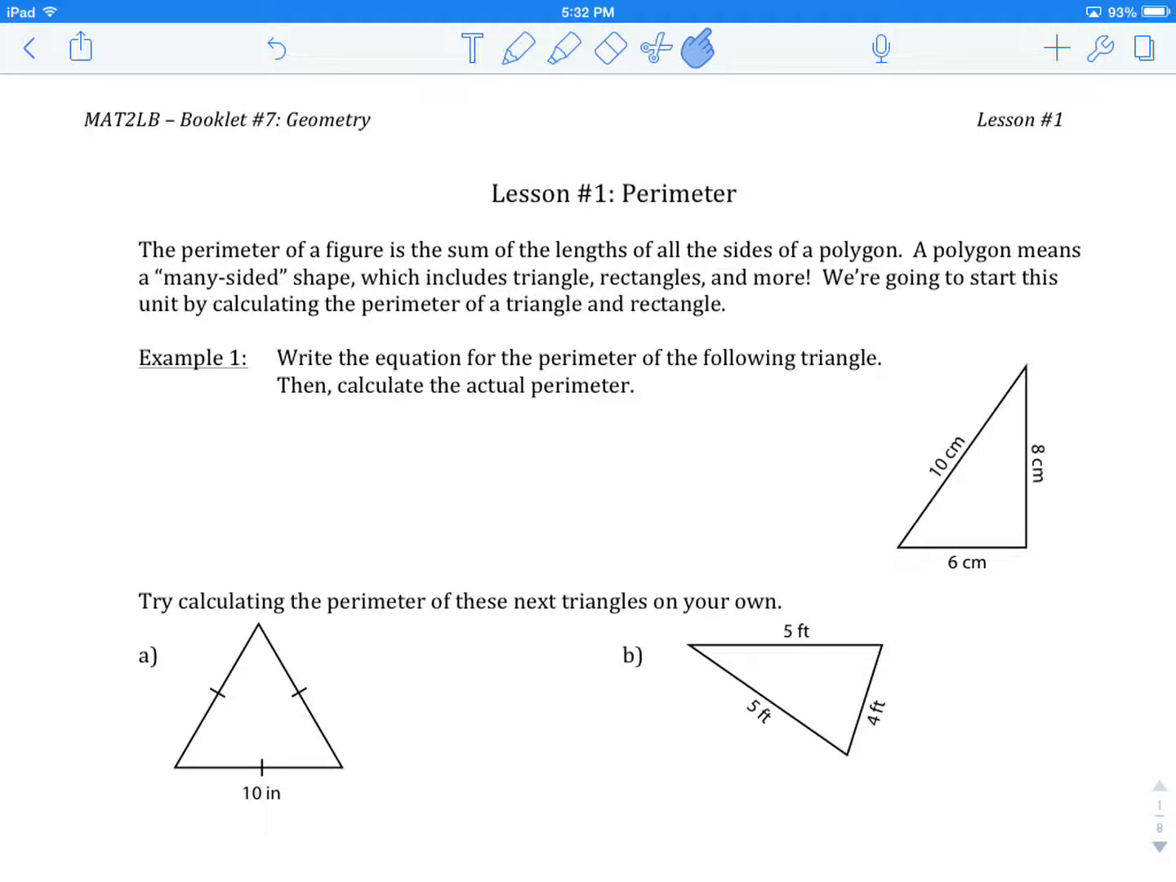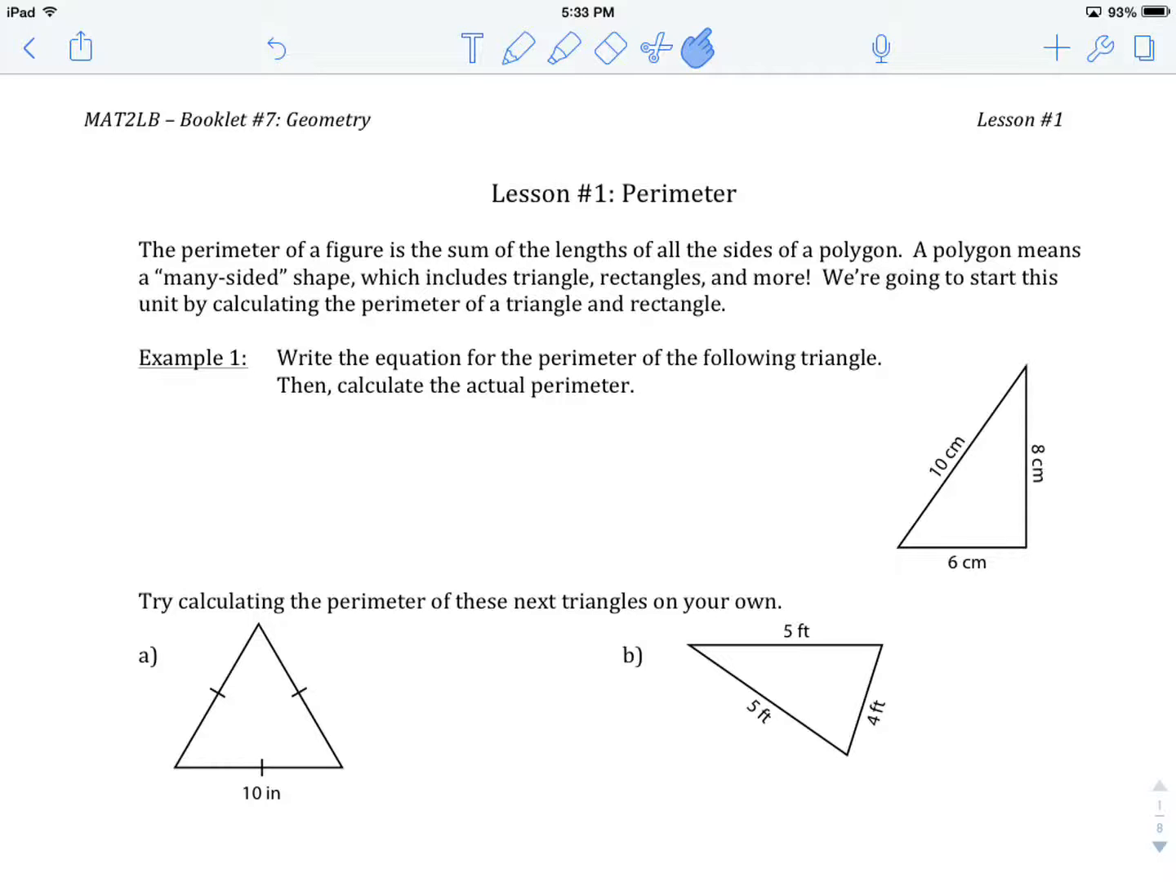When we talk about the perimeter of a figure, we're talking about the sum of all the lengths around the outside of the shape. You'll notice that in the paragraph explanation, we use the word polygon, and a polygon means a many-sided shape, which would include familiar shapes like triangles, rectangles, and lots of other ones, but we'll be spending the majority of our time working with triangles and rectangles when we're talking about polygons. And when we're finding the perimeter, we're talking about the sum of the lengths of the sides of that polygon.